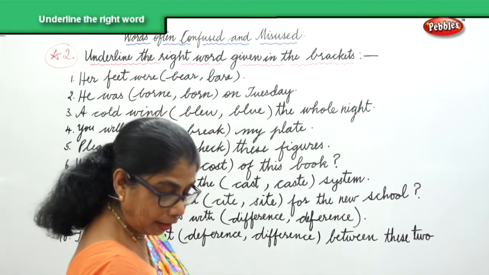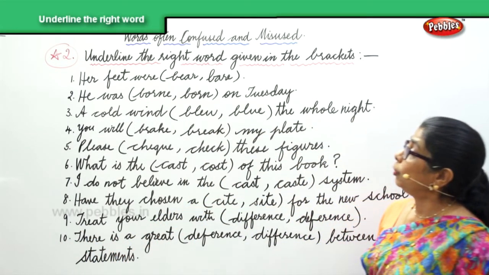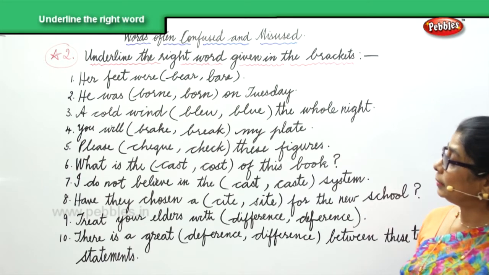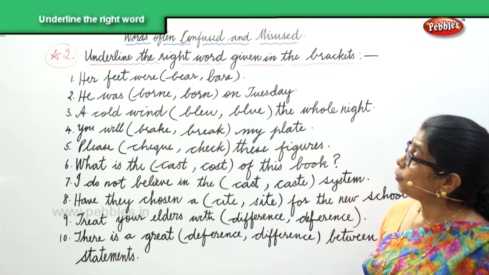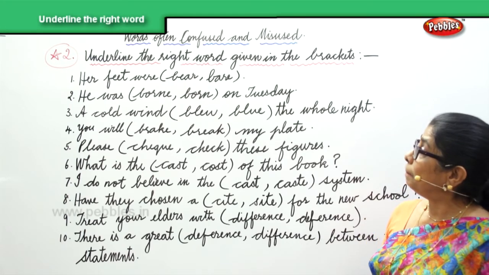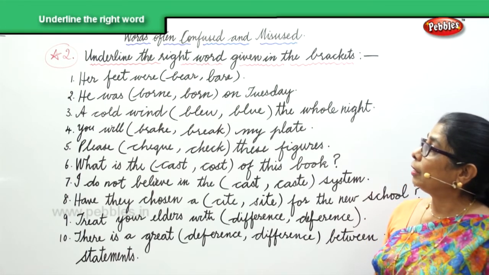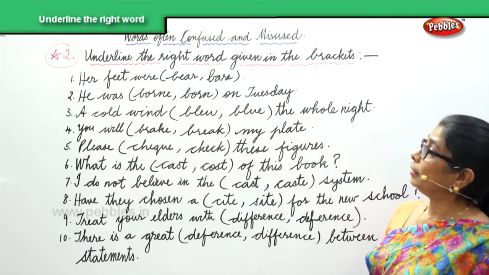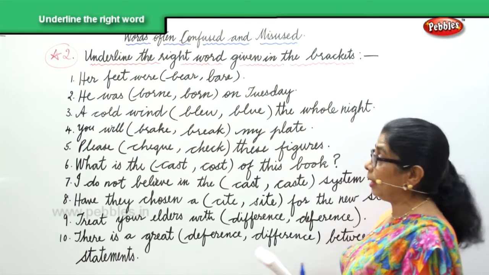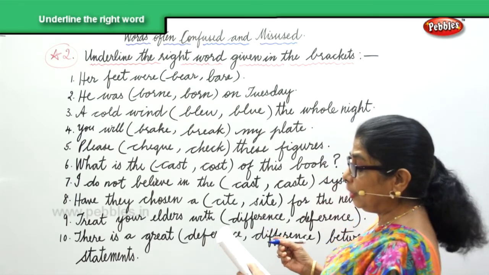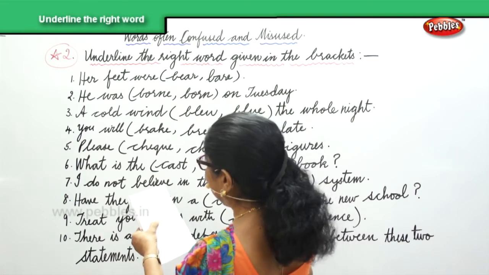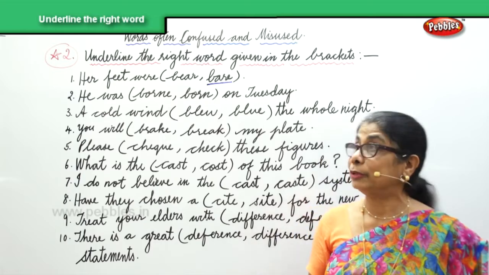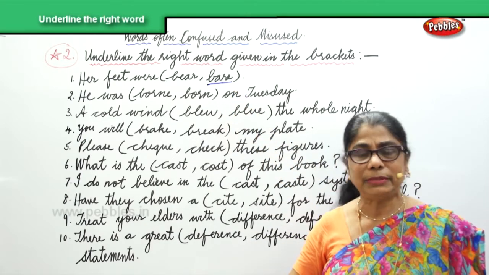All right. Now we have the 10 sentences here. We are going to underline the right word from the bracket. The 10 sentences are: her feet were, there are two spellings, bare and bear. One is bare, which means nothing is there, no shoes, nothing. The other one is an animal, bear. So, her feet were bare, B-A-R-E, and B-E-A-R, bear, is an animal. So, her feet were bare, empty.